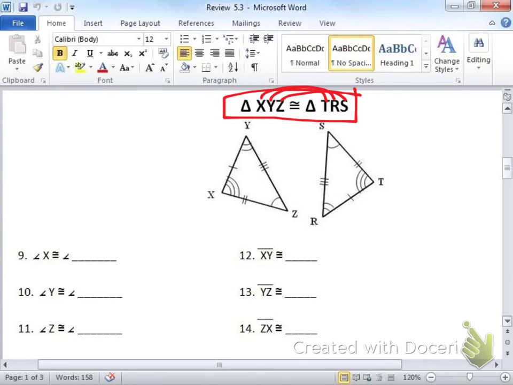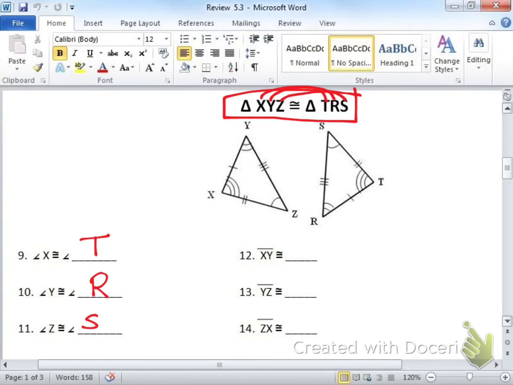Either way, number 9, which angle is congruent with angle X? T. Very good. And look, I even have the angle symbol there for you. Couldn't make it any easier. What's congruent with angle Y? R. Very good. And what goes with Z? S. Very good.